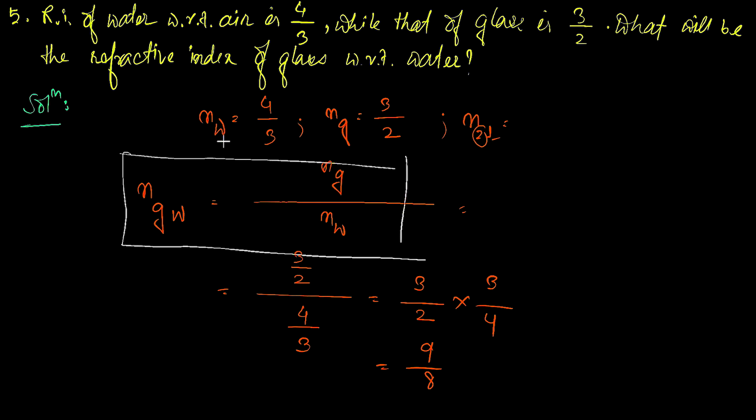These are the absolute refractive indices given, which means these refractive indices are based on the air medium. Using them, we have to find the refractive index of glass with respect to water, and it is represented by the symbol N suffix GW. It is like N21 or N12. N12 means we need to find the refractive index of medium 1 with respect to medium 2. Consider medium 1 as glass and medium 2 as water.